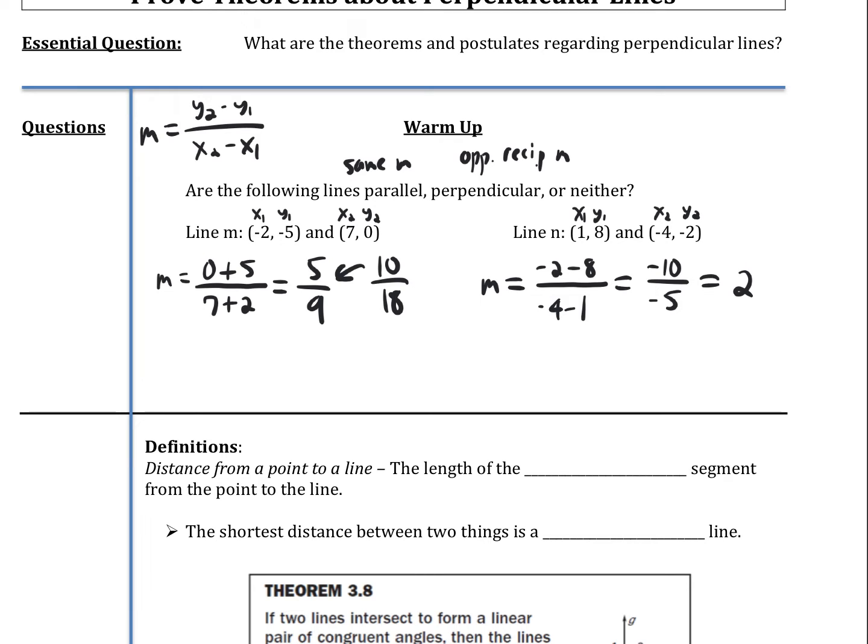So here's the slopes. Are these parallel, perpendicular, or neither? These are neither because they are not the same and they are not opposite reciprocals of each other.